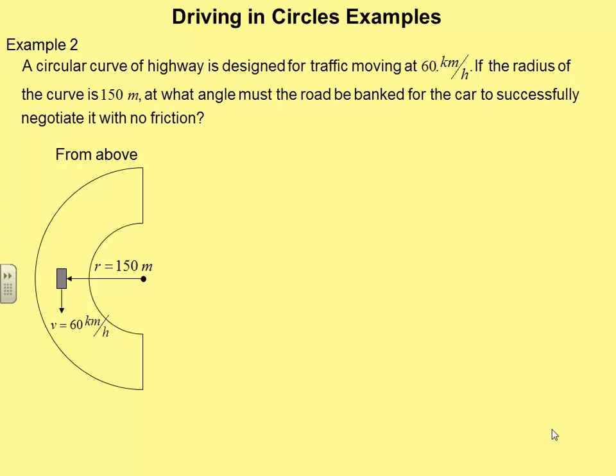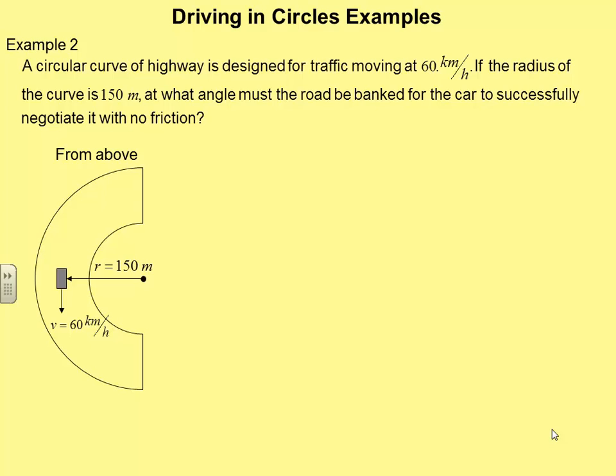Here is a circular curve of highway designed for traffic moving at 60 kilometers per hour. The radius of the circle is 150 meters. Again, the diagram is not drawn to scale. This time I want to know what angle they must bank the road for it to successfully negotiate the curve with no friction. The reason we're doing it with no friction is that's the slowest speed, or the biggest angle you would need.